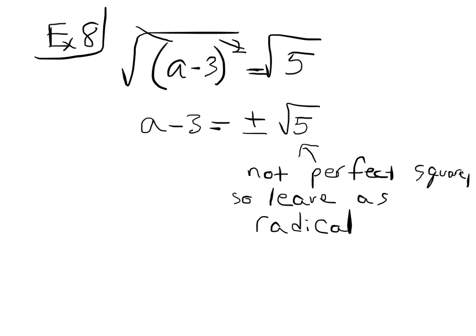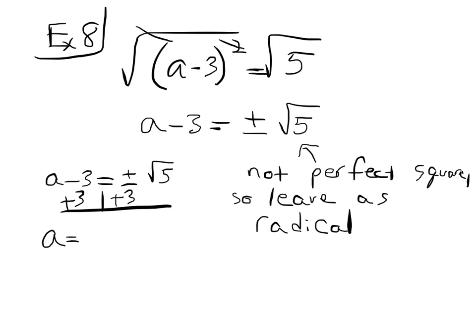So when we do that, we'll end up with a minus 3. I'm just rewriting it. You guys should have room, hopefully, in your notes. And then I'm going to add 3 to both sides. The way that you show this answer is a is equal to the positive 3 here, and then plus or minus the square root of 5. That's how you will typically leave your answer.